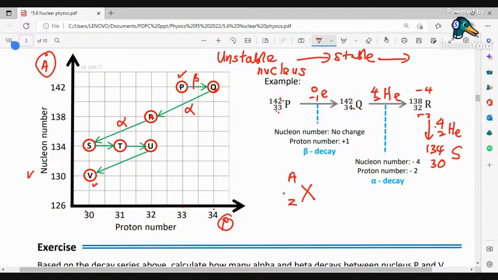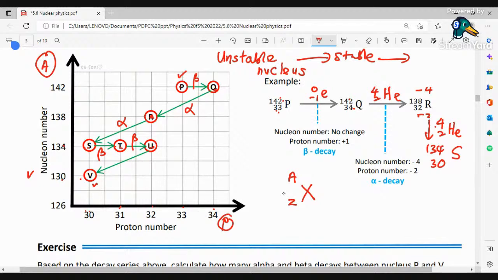Okay, S kepada T, no change in nuclear number. Proton number increase by 1. Maksudnya ialah beta. Okay. T kepada U, also no change in nuclear number. Proton number increase by 1. Maksudnya sini satu lagi beta release out. And then U to V, from here, nuclear number 134 become 130. Maksudnya 4 nuclear number loss.